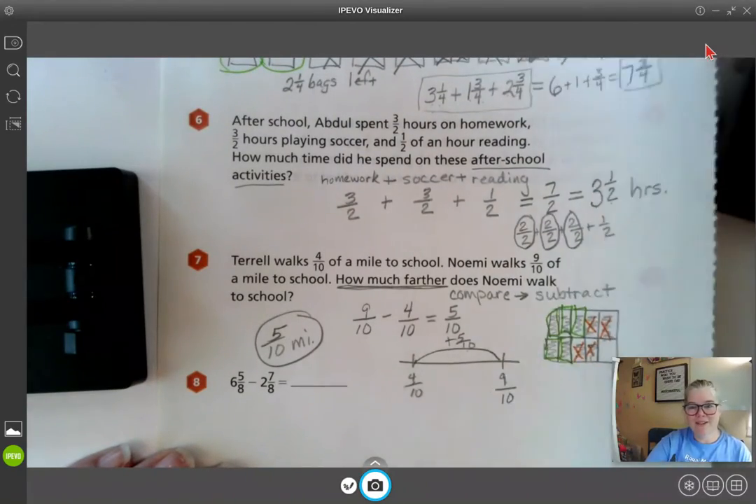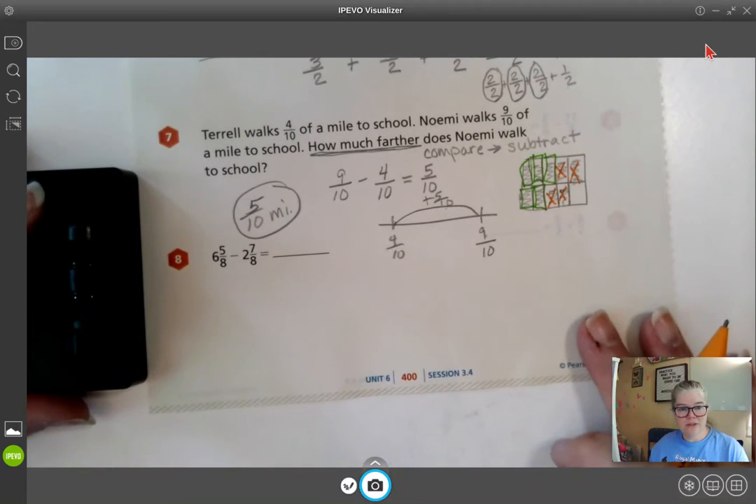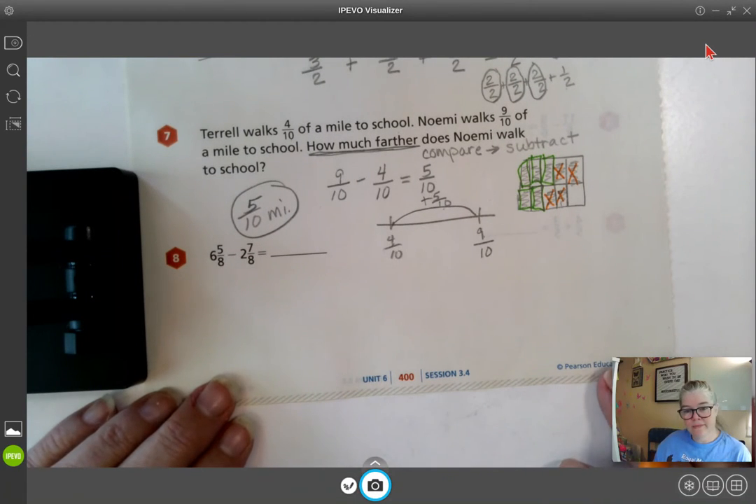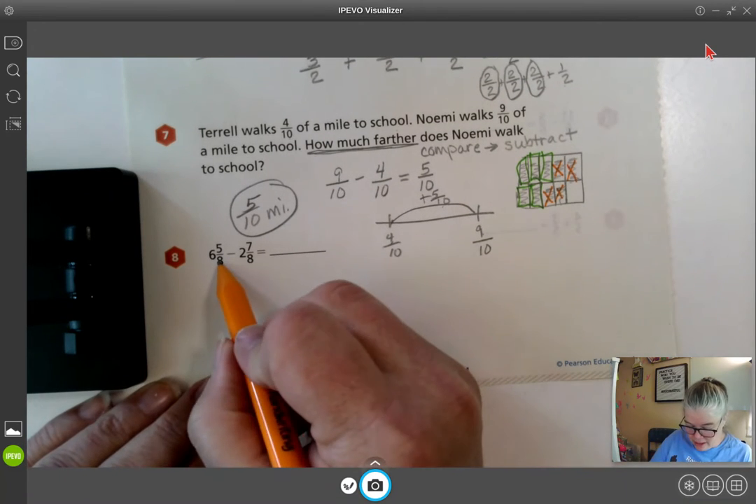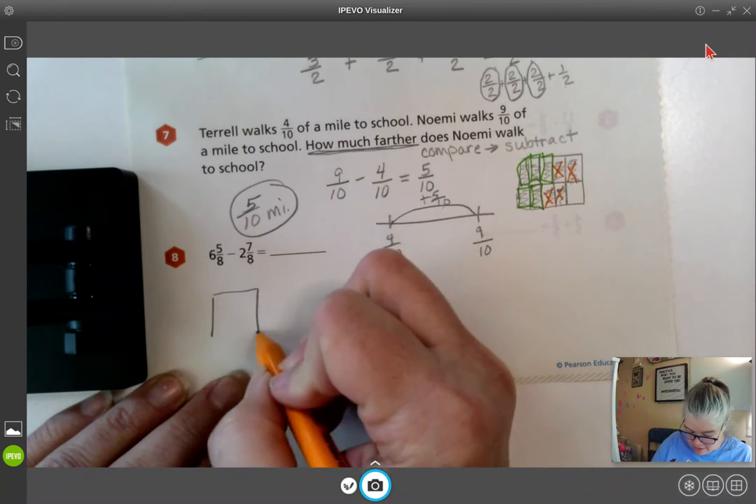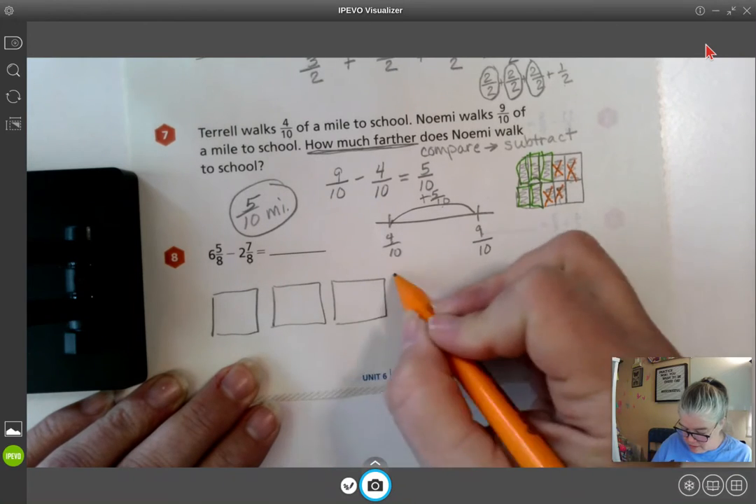If you have not solved it yet, pause the video. Go give it a try. Use an open number line or draw it out. Okay, let's see how to solve it. So 6 and 5/8 minus 2 and 7/8. Let's start by drawing that one out. 6 and 5/8 is what I need to draw a picture of first.